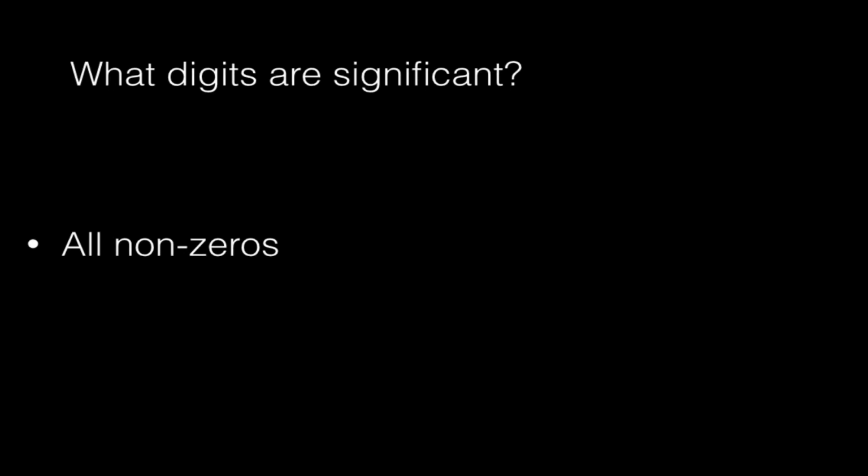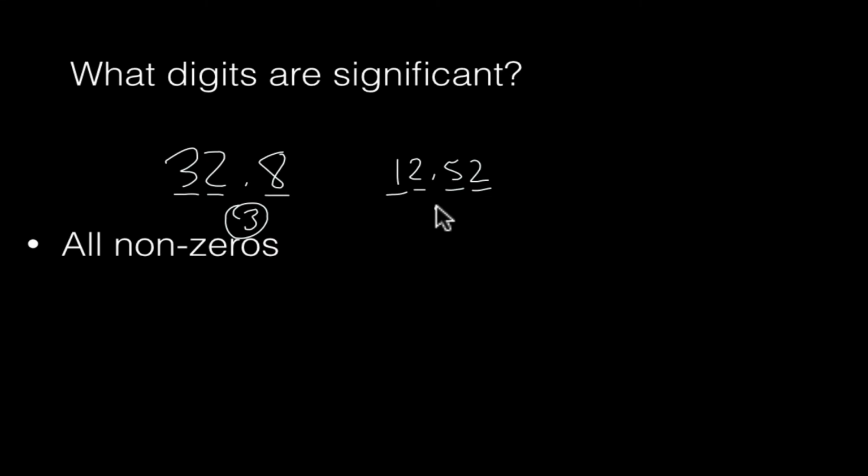So just to kind of give you an example here, if we have, say, the number 32.8, these are all non-zeros, so this one's going to be significant, this one's going to be significant, and this one's going to be significant. So how many significant figures do they have? Would obviously be 3. Another one, so if we had 12.52, in this case, now we have 4 numbers that are all non-zeros, so we have 4 significant figures in this case.